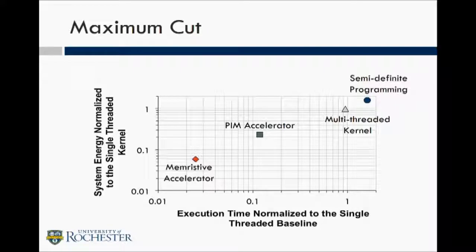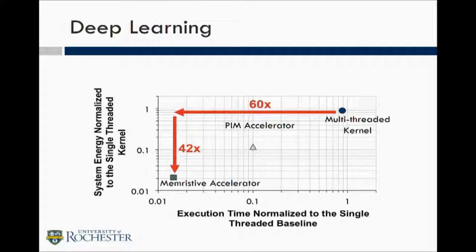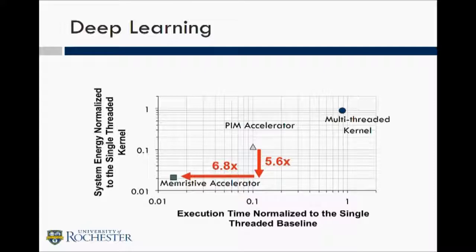So here's the results that we got. This is a plot that shows on the y-axis energy and on the x-axis execution time. And this is the maximum cut problem. So when you compare against software, you get about 38x benefits on the time axis and 16x on the energy. And when you compare to the PIM implementation, you get about 4x and 5x in either of these dimensions that you care about. Similar results on maximum SAT, and similar results on deep learning. So maybe about 2 orders of magnitude over software, and maybe up to an order of magnitude on hardware. Okay, so far so good.